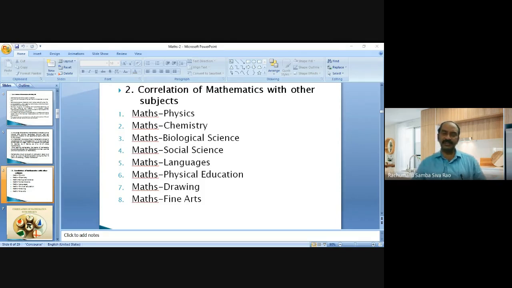Okay, students, I think all of you have got it: the correlation of mathematics with daily life. Meanwhile, you may collect some information from various resources regarding the basic concepts of correlation and correlation of mathematics with general life.